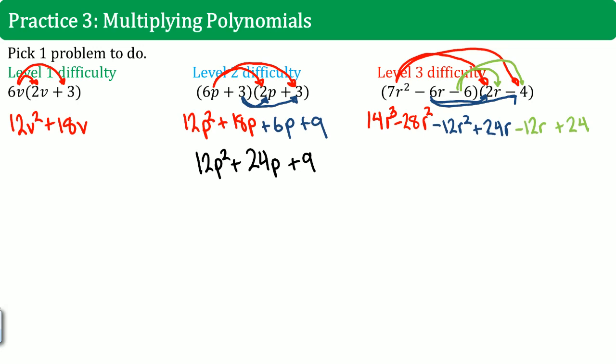Okay, now there are some like terms that you can combine. Hold on, something's wrong. No, this is right. Okay, so these two can combine. So this becomes negative 28 minus 12, which is negative 40r squared. Then these two together, 24 minus 12 gets you 12r. Nothing happens here, so bring down the 14r cubed and the plus 24. There you go. All right, that's a level 3 difficulty question.